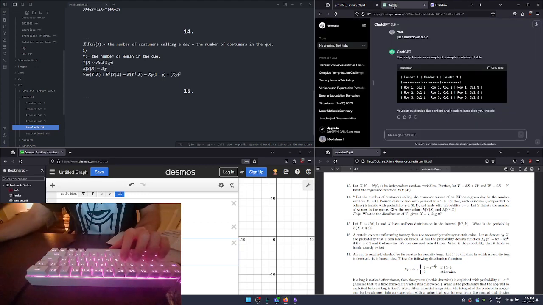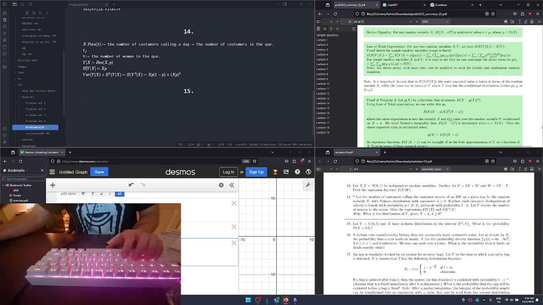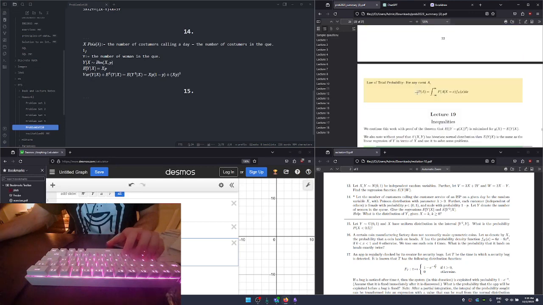So I think we have a formula here. It's the law of total probability, I think. Yeah, law of total probability. Where is the law? Yeah, this is the law. Do we have a good one? Oh, it is just for a law.